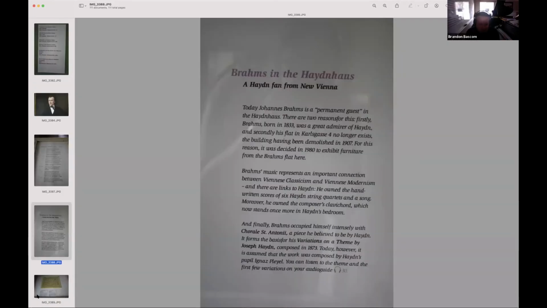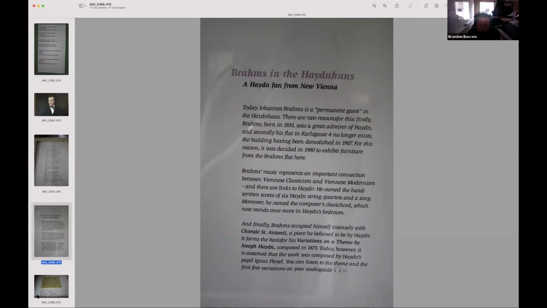It says, today, Johannes Brahms is a permanent guest in the Haydn House. There are two reasons for this. Firstly, Brahms, born in 1833, was a great admirer of Haydn. And second, his flat in Karlgasse 4 no longer exists, the building having been demolished in 1907. For this reason, it was decided in 1980 to exhibit furniture from the Brahms flat here.